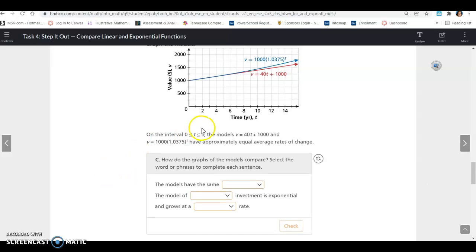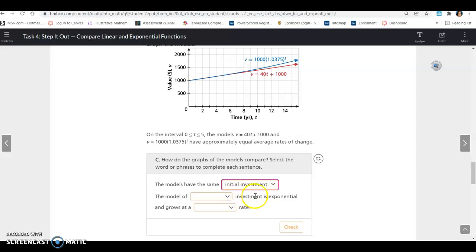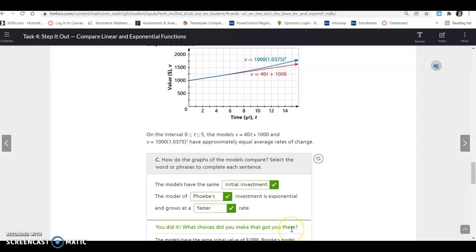All right, so let's see what the next question says. It says, on the interval 0 to 5, so from 0 to 5 years, the models have approximately equal average rate of change. So that's true. How do the graphs of the models compare? Select the words or phrases to complete each sentence. The models have the same initial investment. The model of Phoebe's investment is exponential, so that would be the blue line, and grows at a faster rate. The blue line came from the exponential function, a times b to the t power, and your growth rate here is about 3.75%.